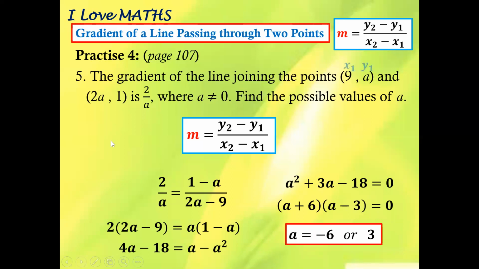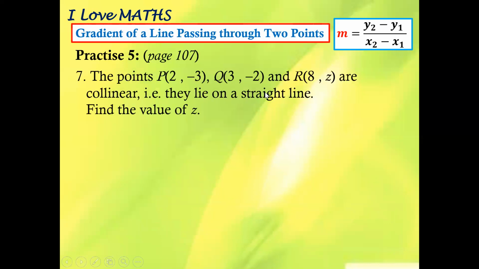And for the last example, we have the points P(2, -3), Q(3, -2), and R(8, z) are collinear. So again, when you say collinear, these 3 points lie on the same line. Find the value of z. Pause this video and solve the value of z in your journal.